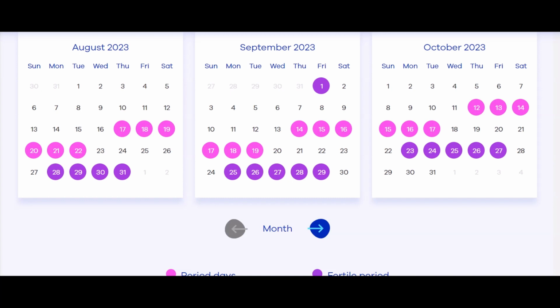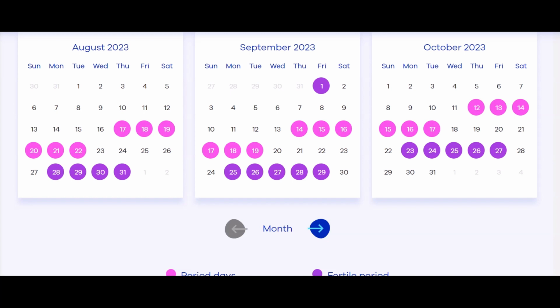So if the woman hasn't had intercourse on the 31st, the egg or the ovum is only able to last up until the 1st of September. So once the 1st of September is over, the egg or the ovum is not viable anymore, and so the sperm would not be able to fertilize the egg.